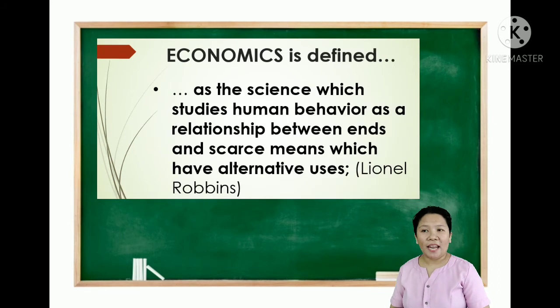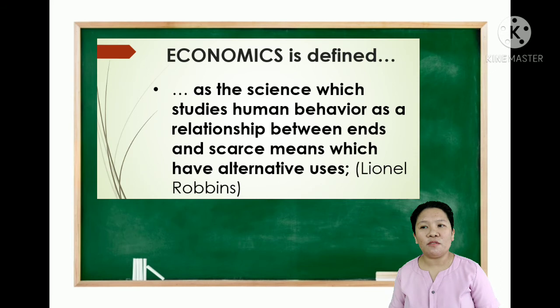On the other hand, Lionel Robbins suggested a more precise definition of economics. For Robbins, economics is the science which studies human behavior as a relationship between ends and scarce means which have alternative uses.